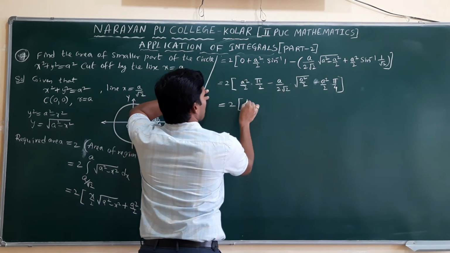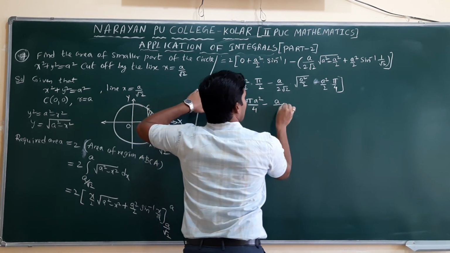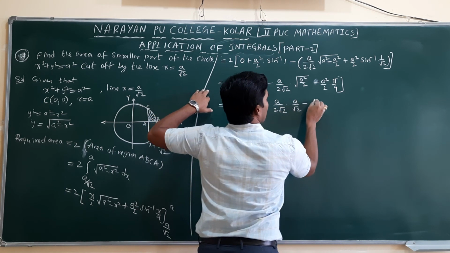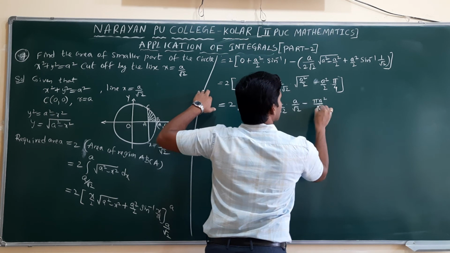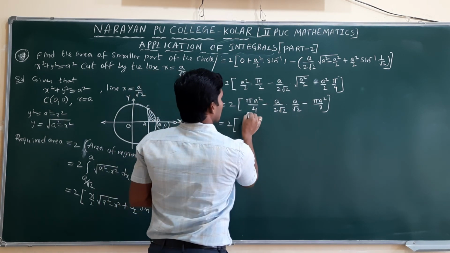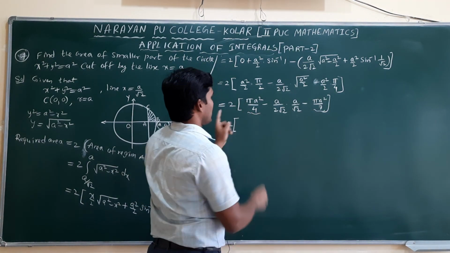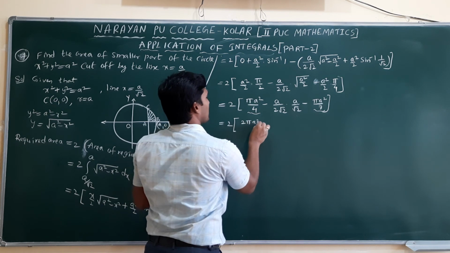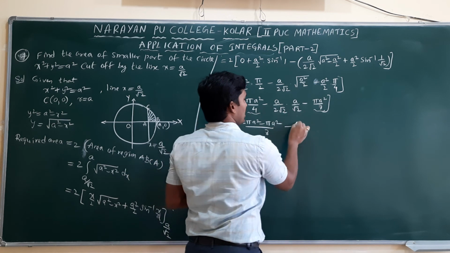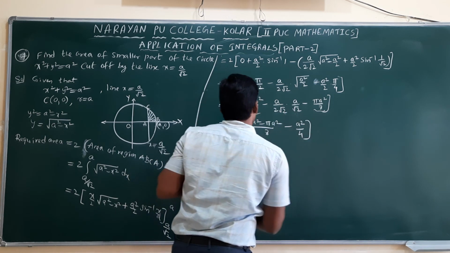2 into here pi a square by 4, a by 2 root 2 into a by root 2 minus pi a square by 8. 2 into, for these two terms, what is the LCM? 8. 2 times will multiply here. 2 pi a square minus pi a square by 8. Here a into a square, root 2 into root 2, 2 2's are 4.